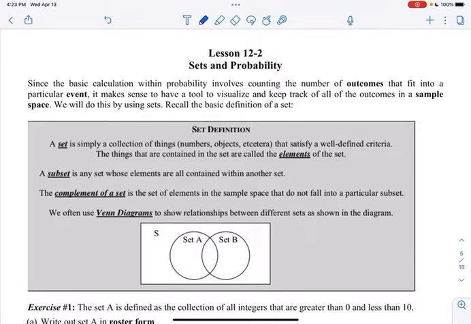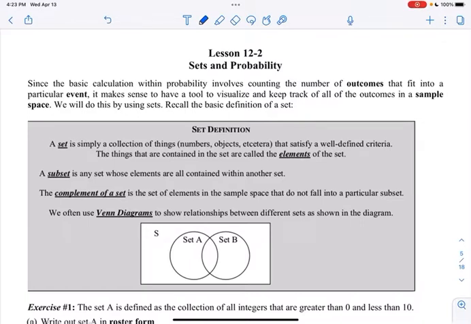A set is simply a collection of things, numbers, objects, etc., that satisfy a well-defined criteria. The things that are contained in the set are called the elements of the set. A subset is any set whose elements are all contained within another set. And the complement of a set is the set of elements in the sample space that do not fall into a particular subset. So it's sort of like the opposite.